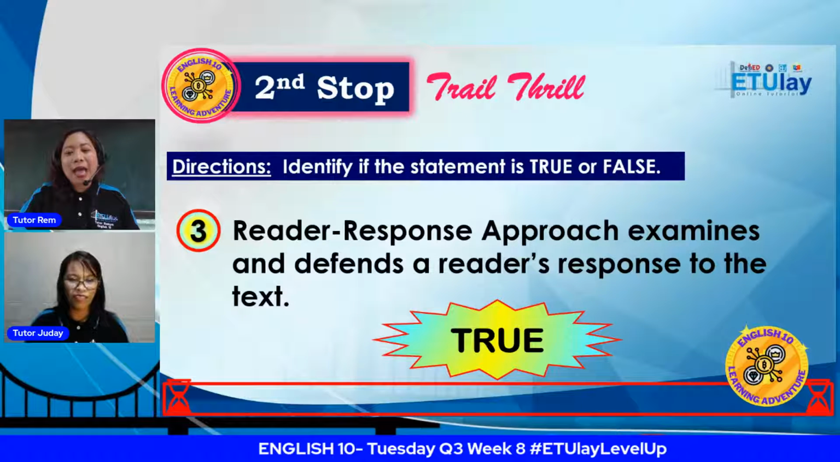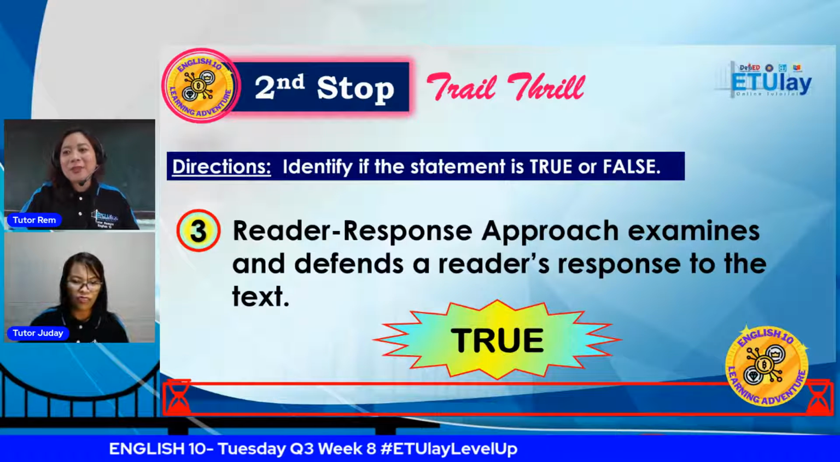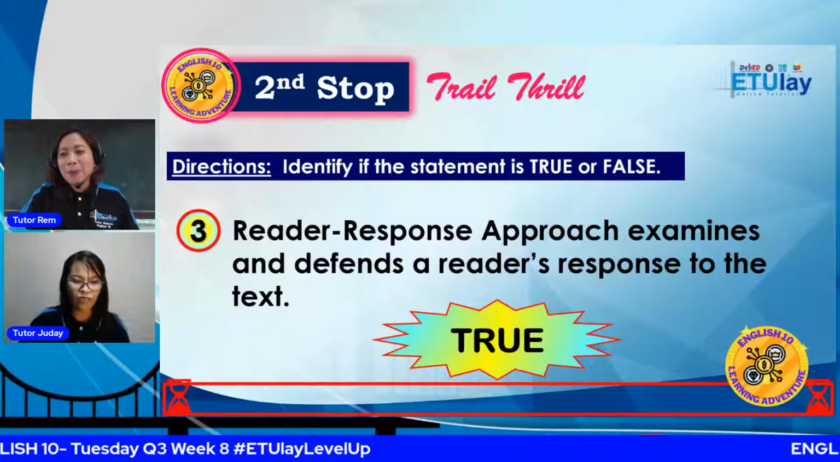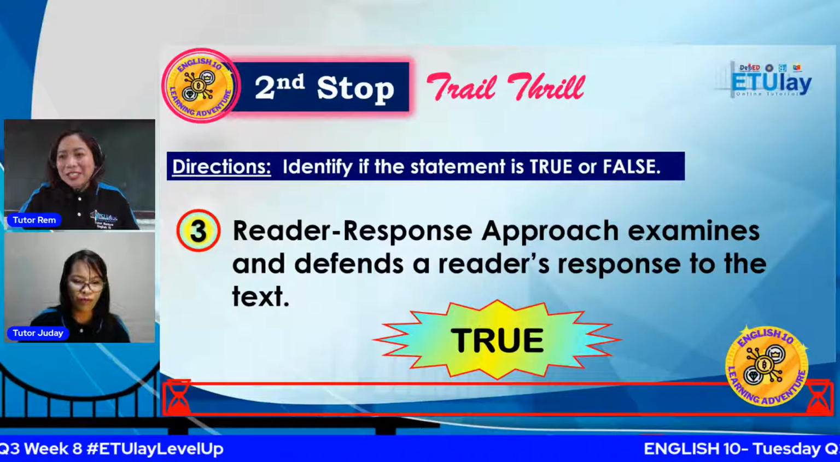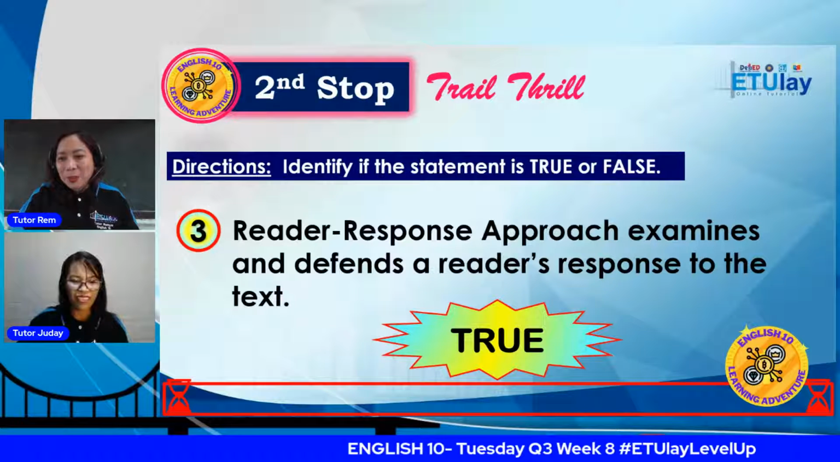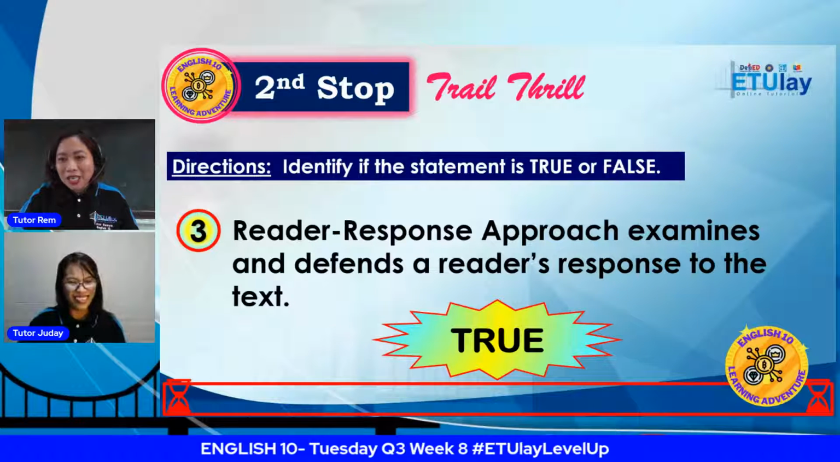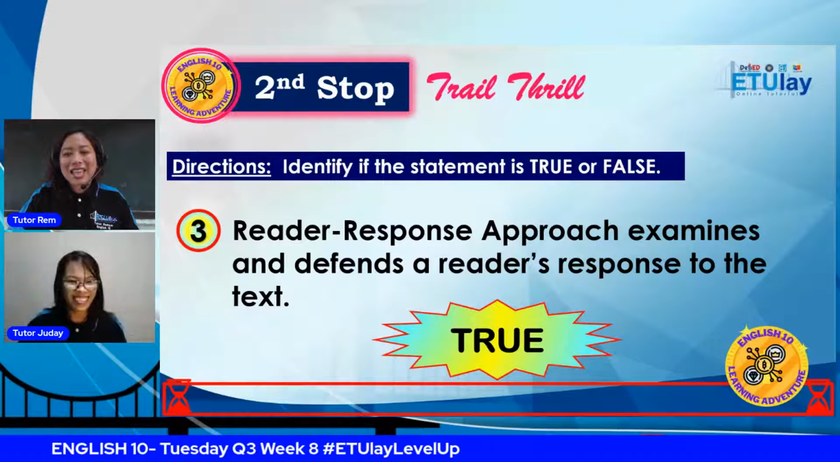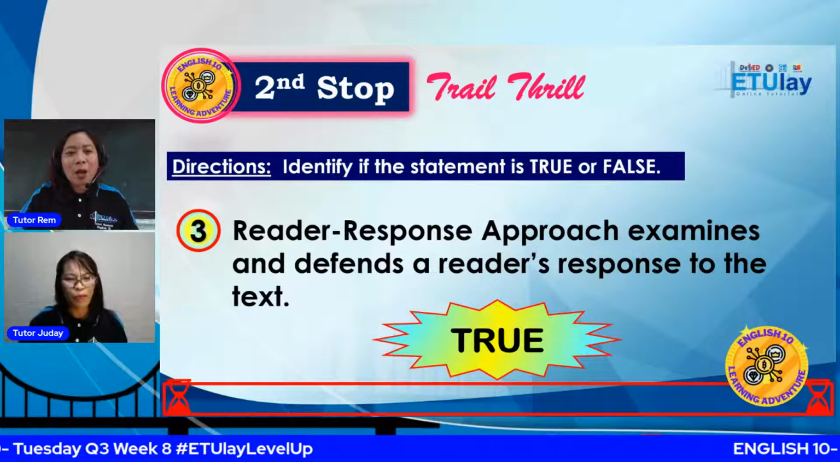Let's try to check how many wanderers got it right. Okay, number three. Congratulations, most of you got it right. All right, we have Rainiel. Oh, a lot of you got it right. Congratulations. I think we are ready for item number four.